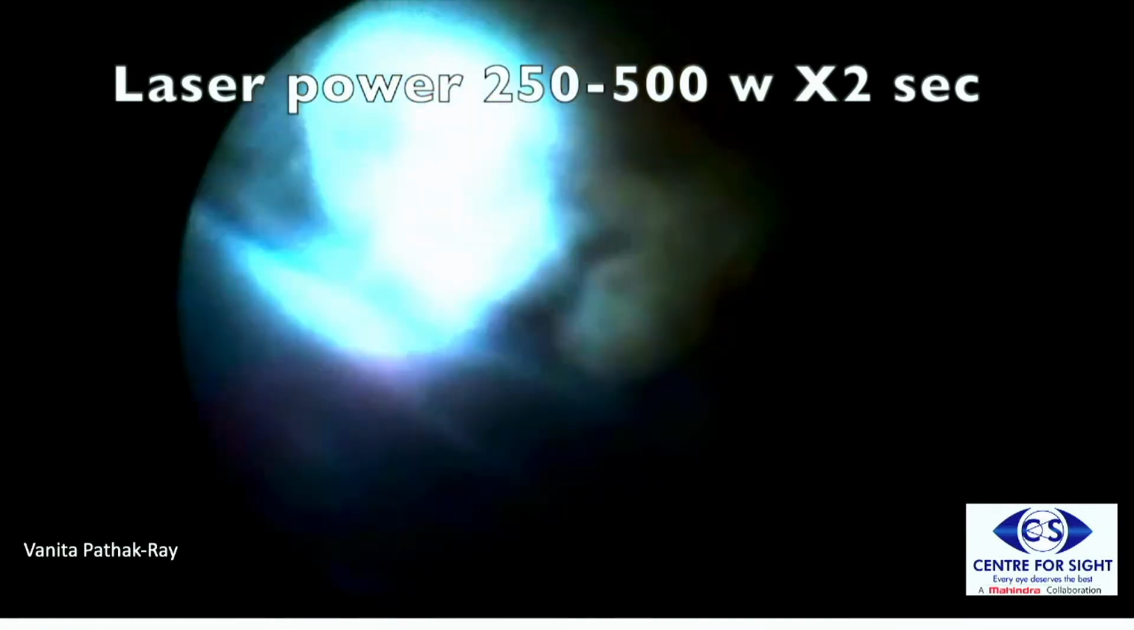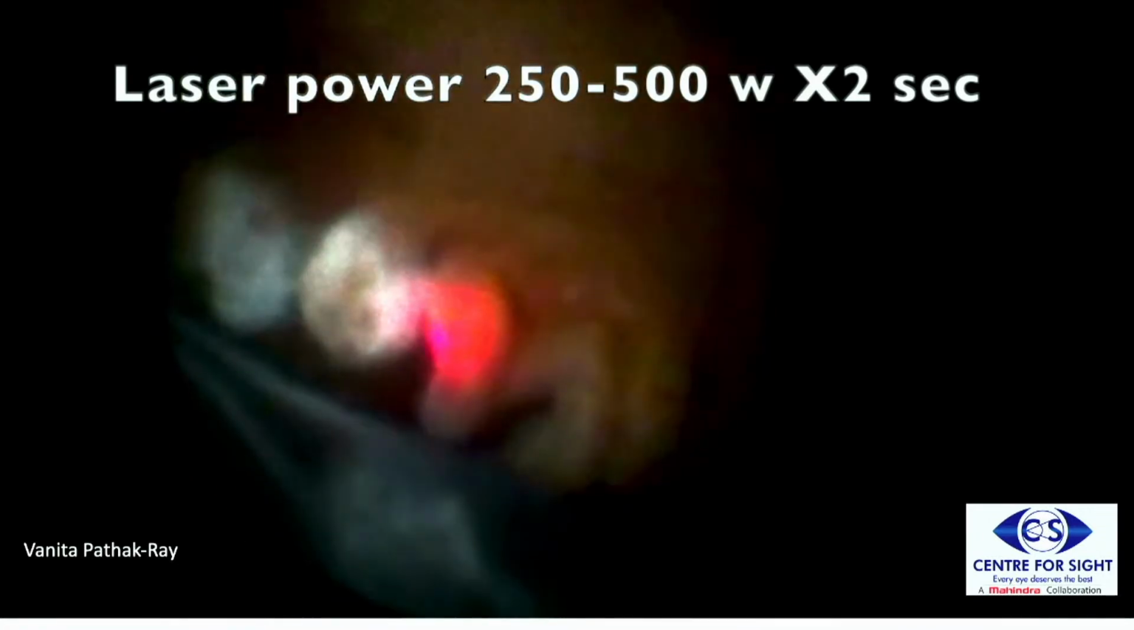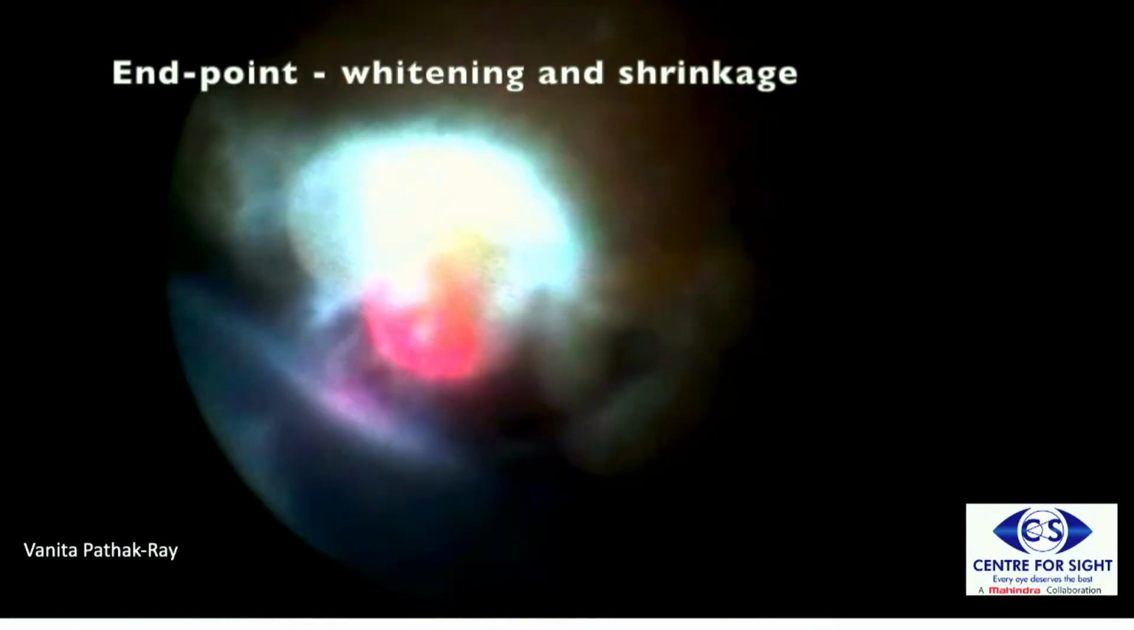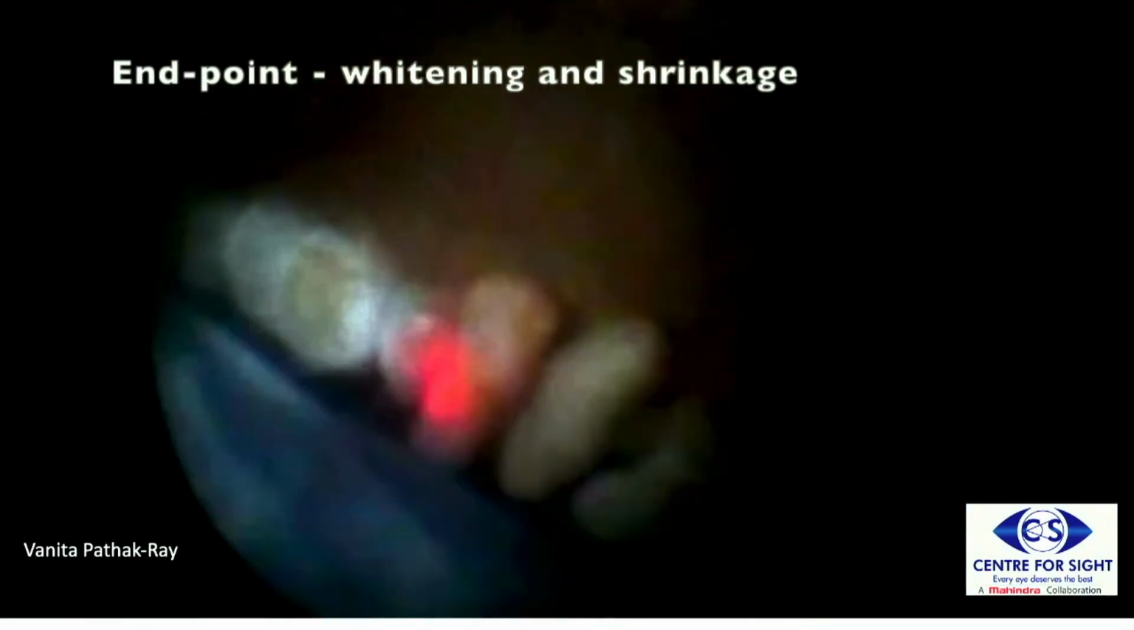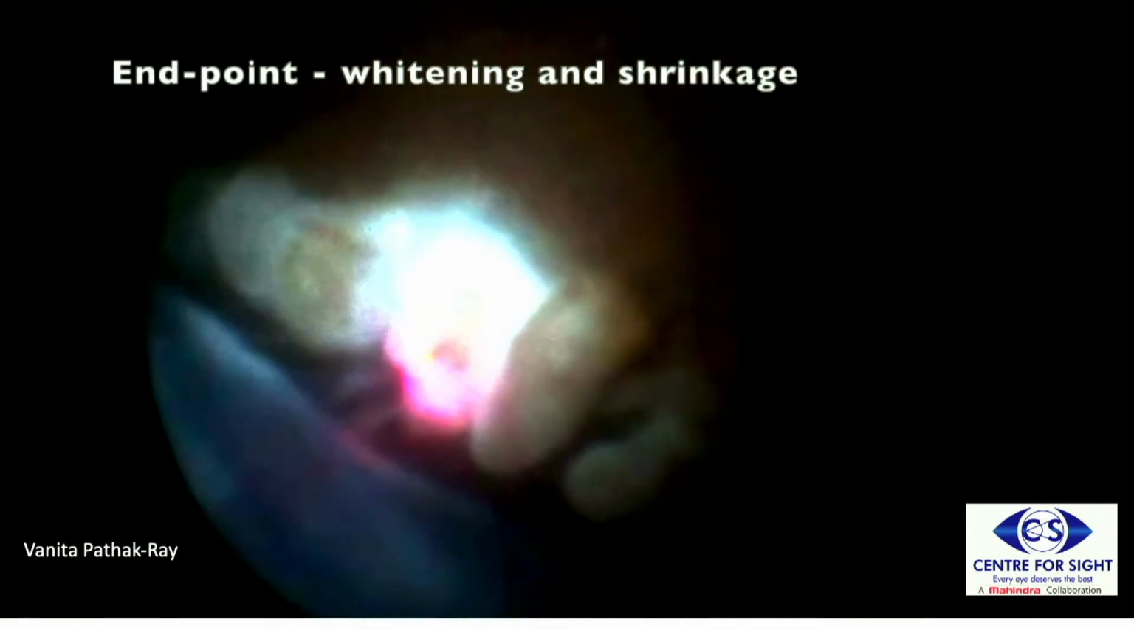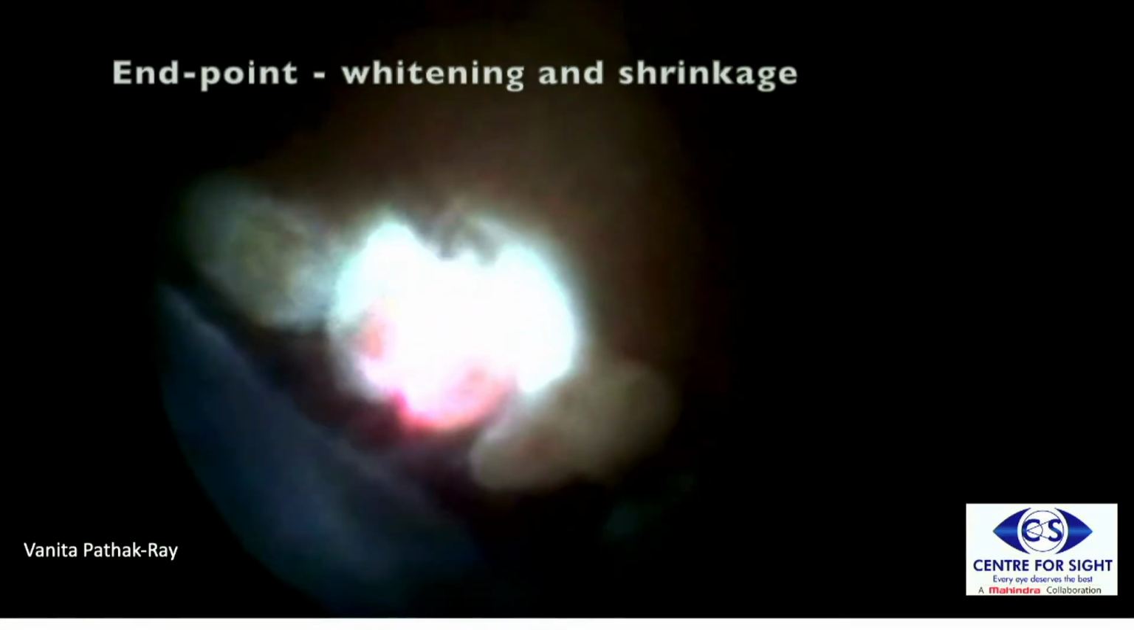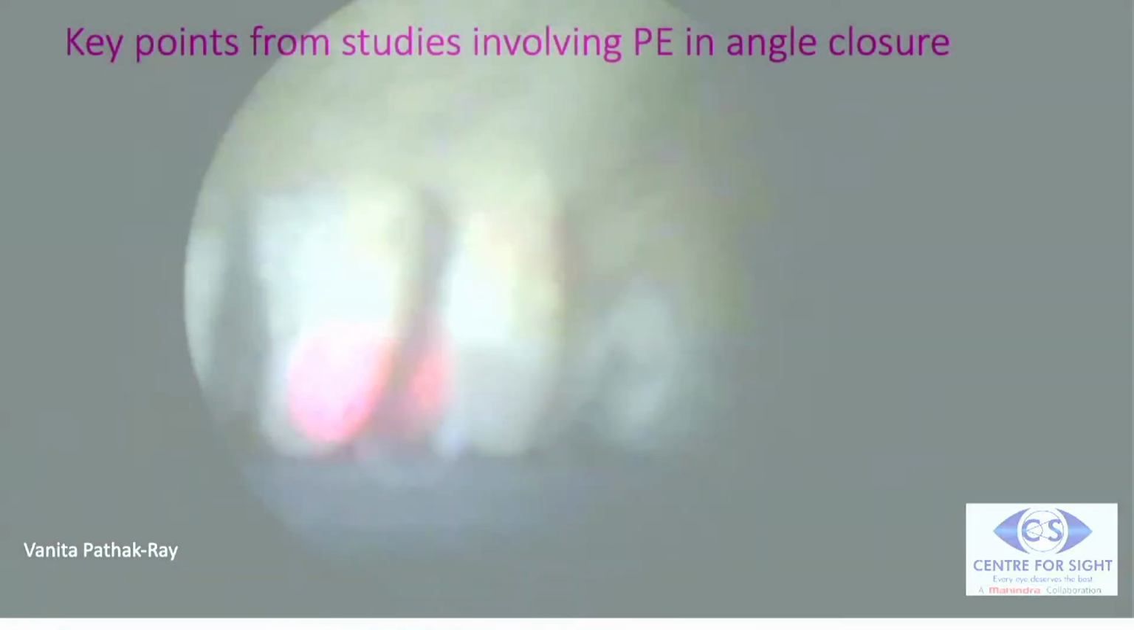Laser power, not more than 500 milliwatts, whereas for transscleral, you start with 2000. Endpoint, whitening, and shrinkage, and you avoid pops. You don't want ciliary body destroyed. In the interest of time, I'll just move on.